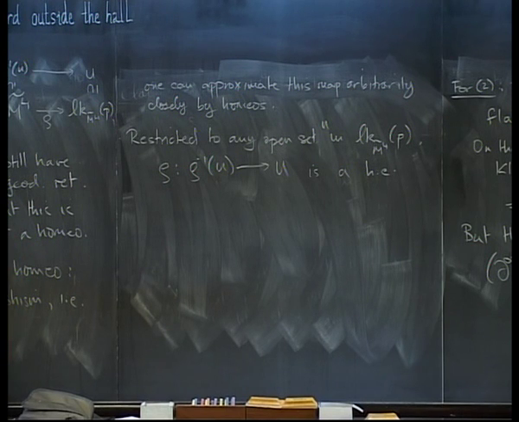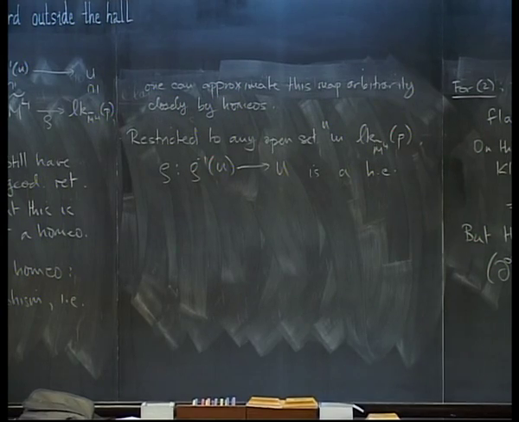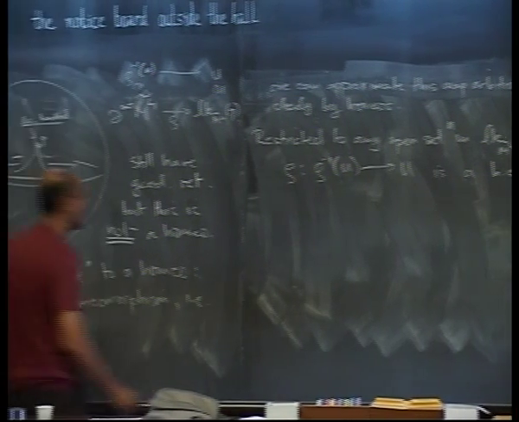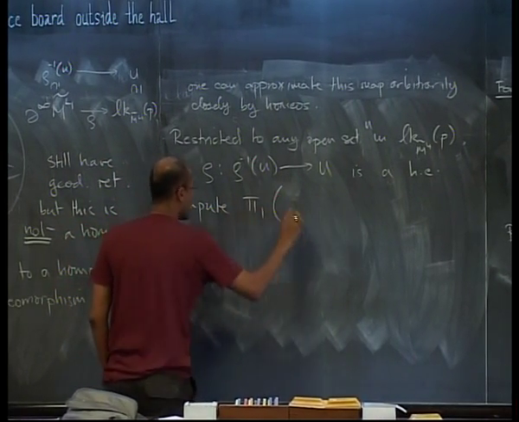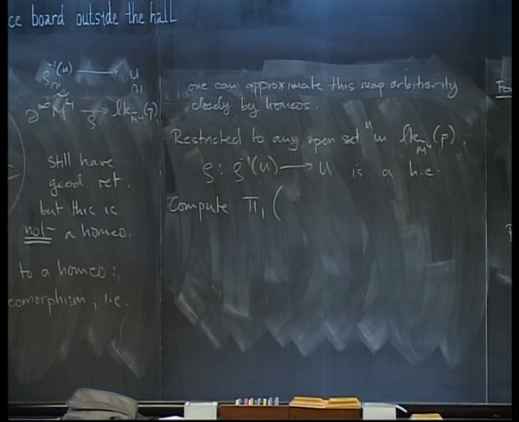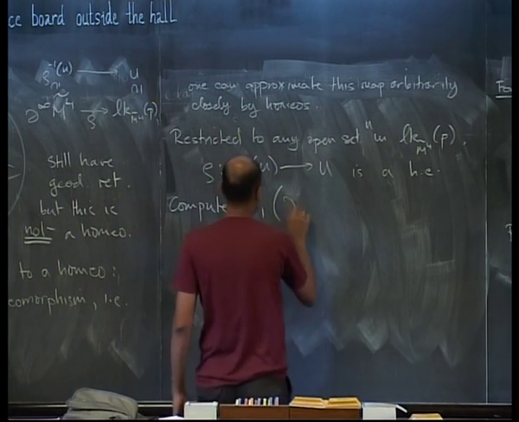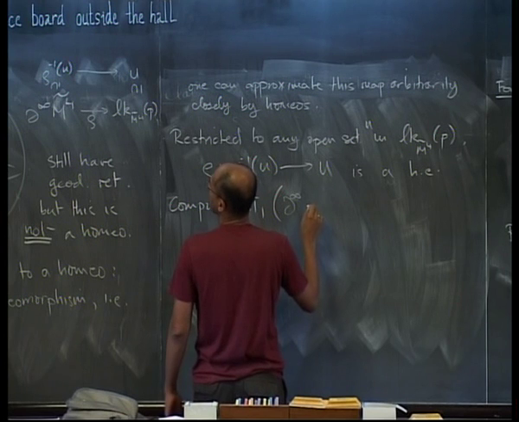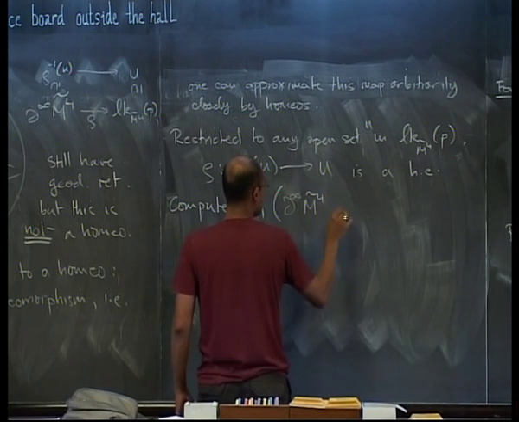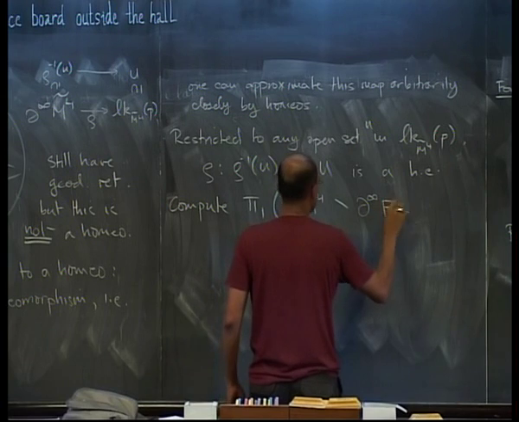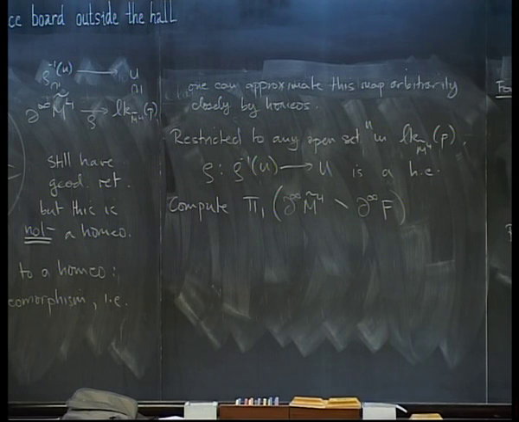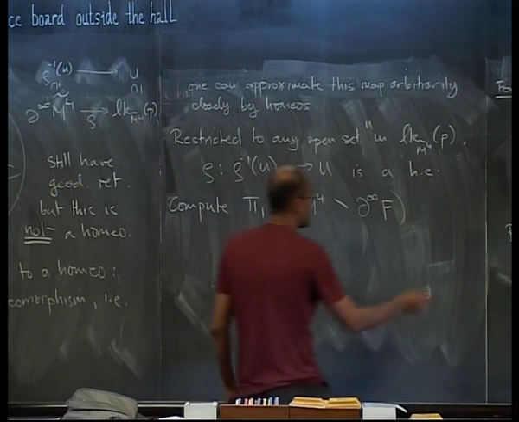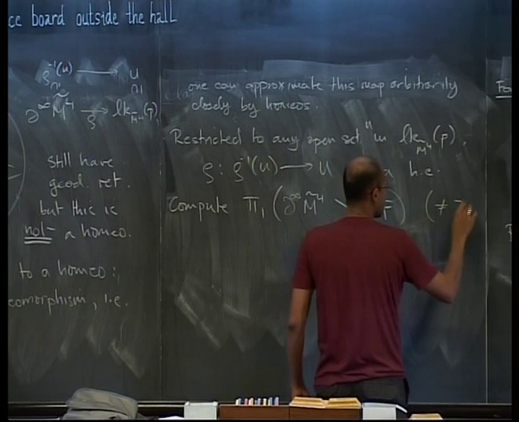Now that you have that, how do you detect that something's knotted? Well, you just need to compute the fundamental group of the complement. So now we want to compute pi 1 of the boundary at infinity of M4 tilde minus the boundary at infinity of this flat F. This is the locally knotted flat. And in particular, you want to show that this is distinct from Z.